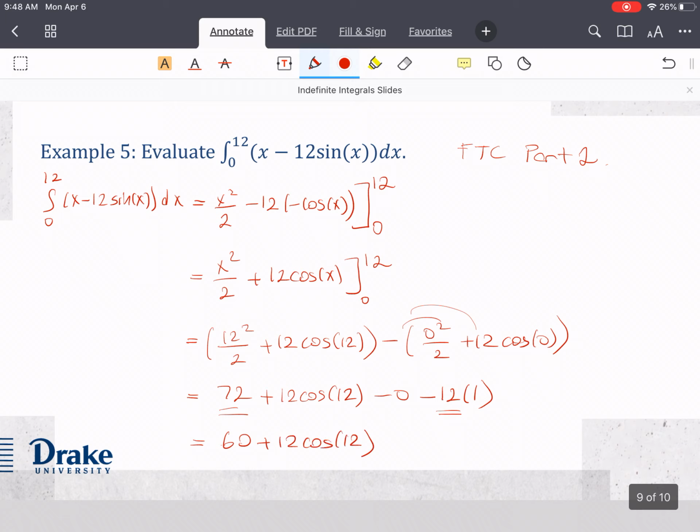You guys notice cosine 12 is basically a value, right? Because we're evaluating cosine for the degree 12. So if you were to find that exact value using your calculator, you're going to realize 60 plus 12 cosine 12 is going to make something like 70.1262. So therefore, the result of this definite integral is 70.1262.